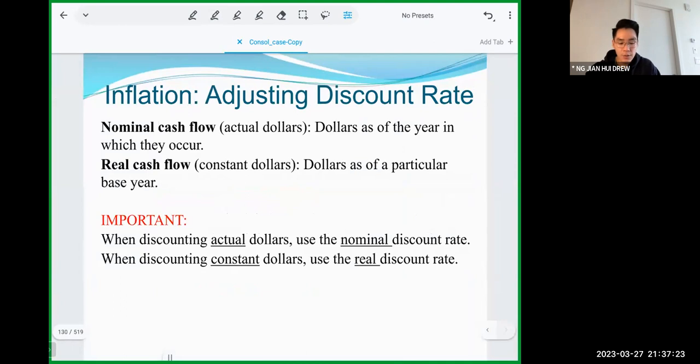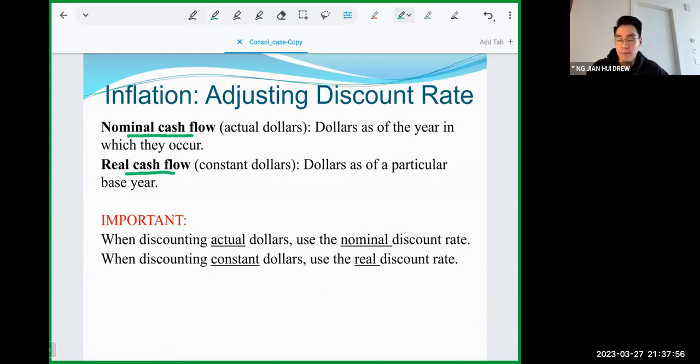Okay, so because in time value of money, we always talk about cash flows, right? Cash coming in, cash coming out. So we need to be careful when we think about nominal cash flow and real cash flow. So far, before we talk about inflation, all the cash flows are nominal cash flows, right? Basically, because we use the nominal rate to discount them. We use the APR to discount them.